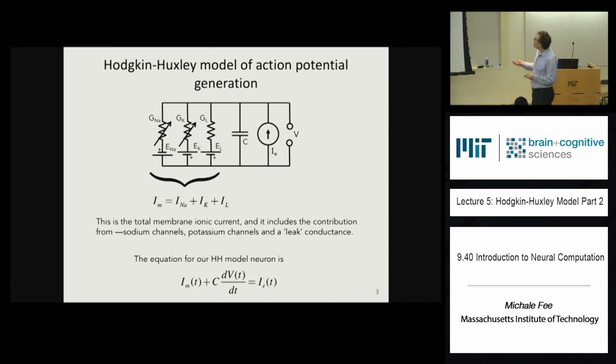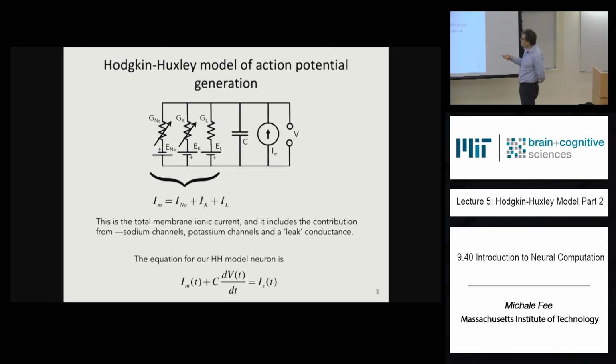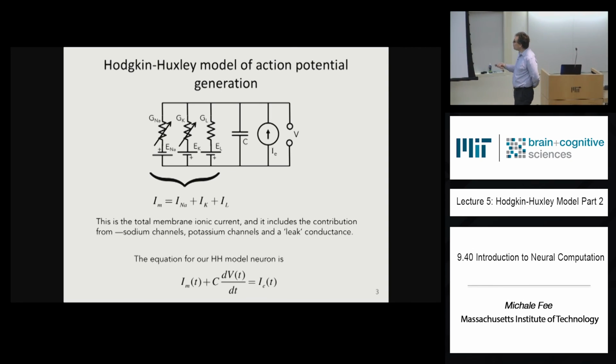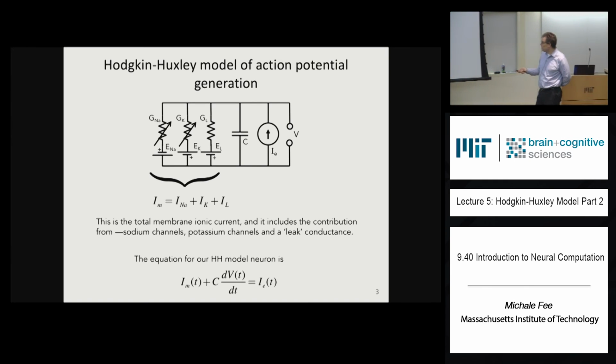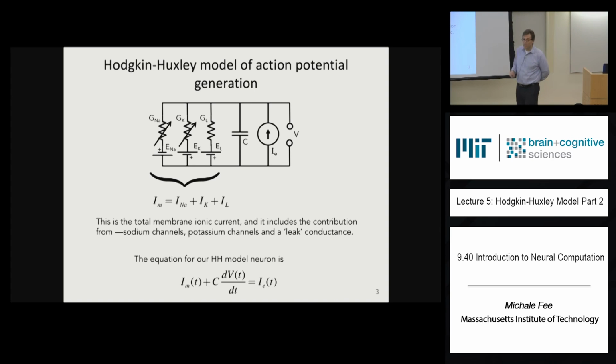As you recall, our Hodgkin-Huxley model has three conductances and a capacitor that represents the capacitance of the membrane. The total membrane ionic current is just the sum of the sodium current, the potassium current, and this voltage-independent, time-independent, fixed leak current. The differential equation for the membrane potential in the Hodgkin-Huxley model is just a simple first-order linear differential equation that relates the membrane current and the membrane potential.